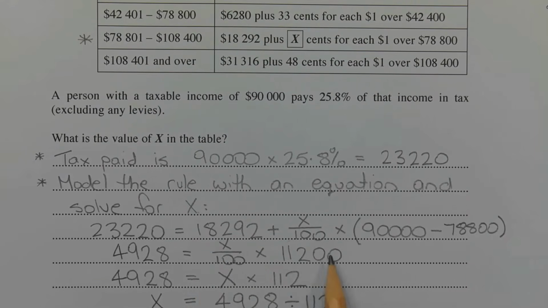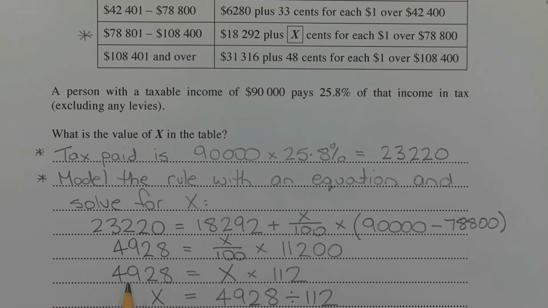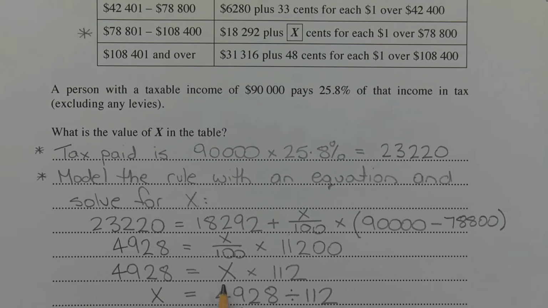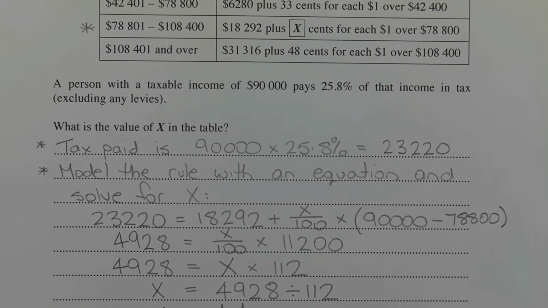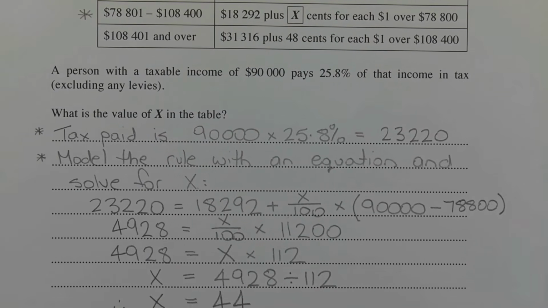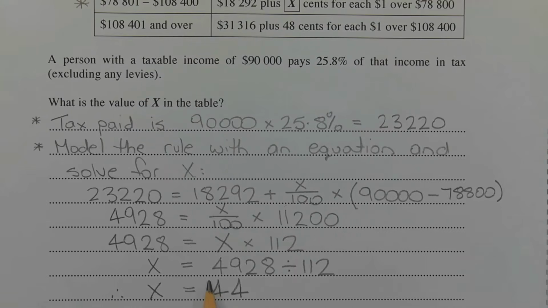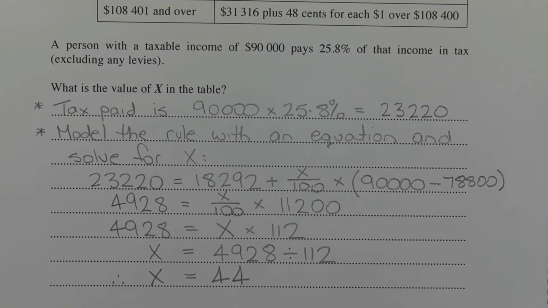Now, the right-hand side of the equation simplifies. We can cross off these two zeros here and these two zeros here. So the equation becomes 4,928 is equal to x times 112. Finally, to make x the subject, we can divide both sides of the equation by 112. So x is equal to 4,928 divided by 112. Therefore, x is equal to 44.